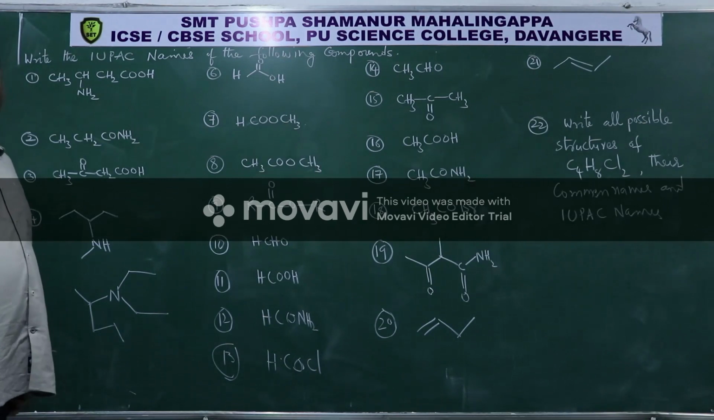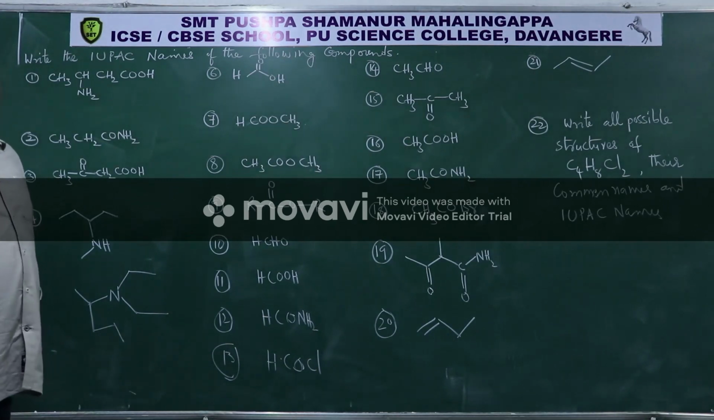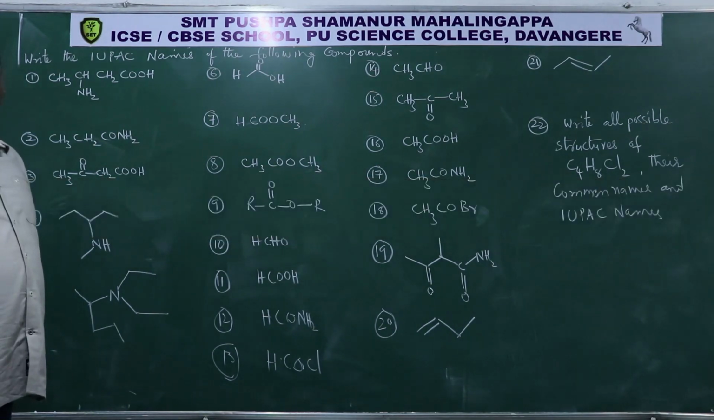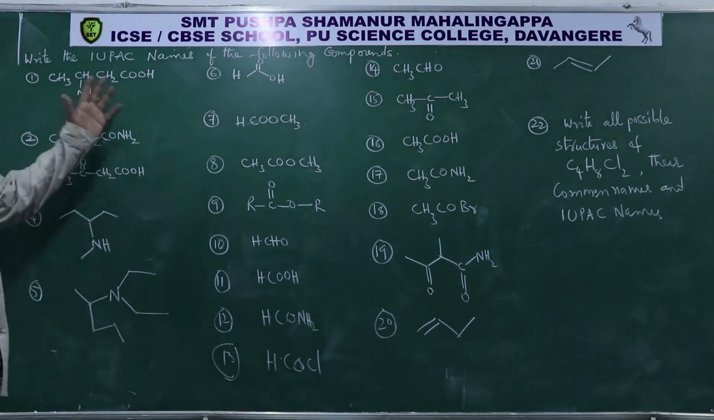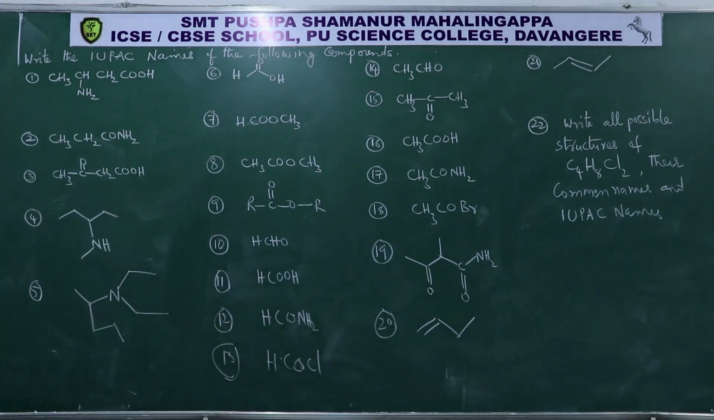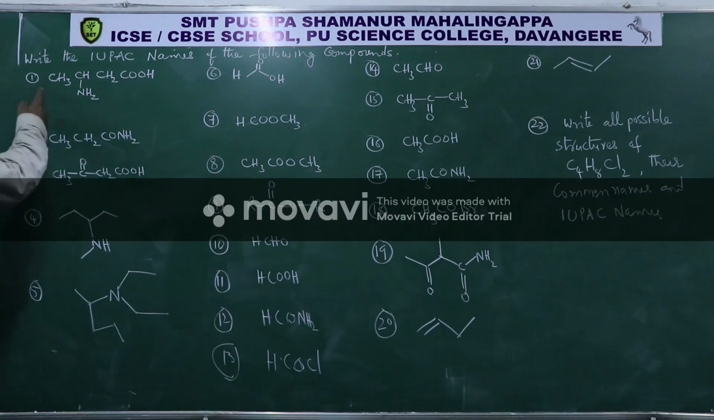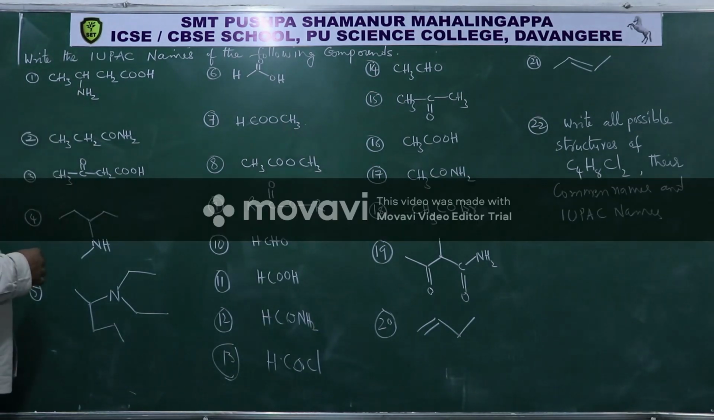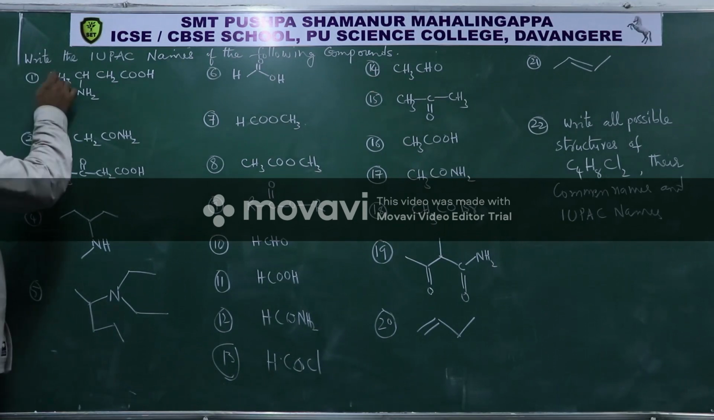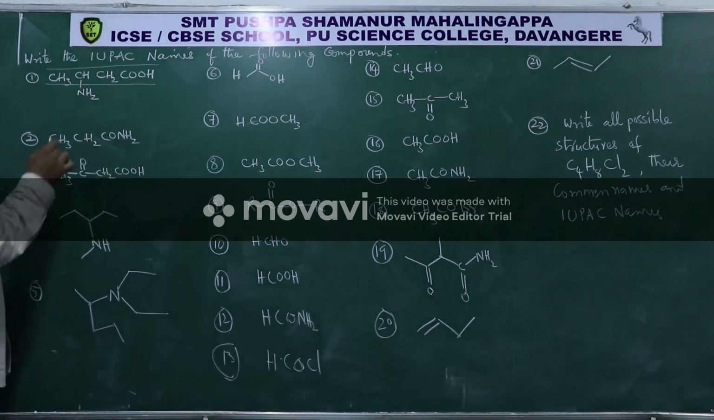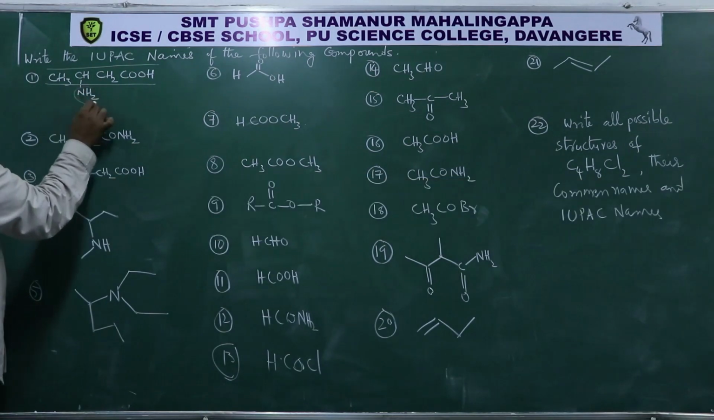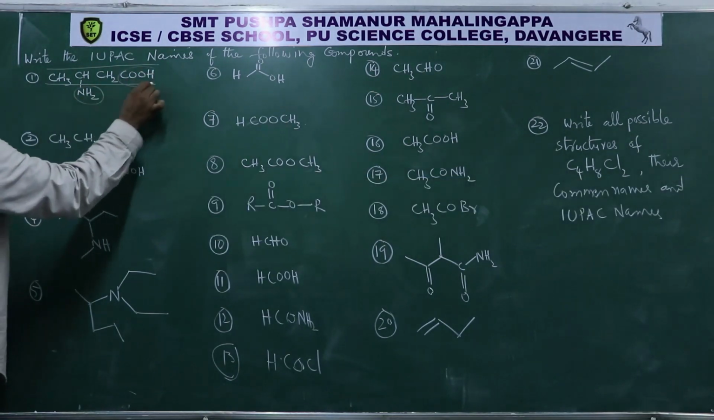Dear students, after learning the different rules of writing the names according to the IUPAC system, now let us write the names of all these compounds. First one, you see this. This is the longest possible chain, the main chain. This is one functional group, this is one functional group.